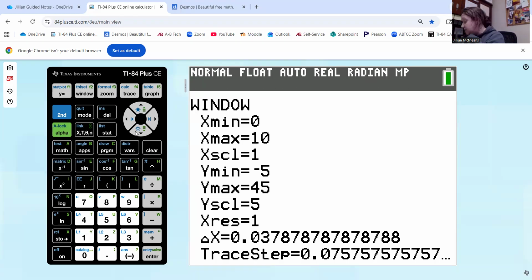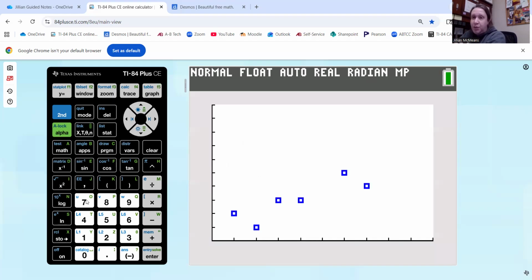Now, if we look at our list of Ys, our smallest Y is 1, our largest Y is 5, so we could go 0 to 10 again. So 0 for the Y min, 10 for the Y max, and again, let's just set the Y scale at 1. And then if we hit graph now, you can see the data points a little better, and this matches what we did by hand, okay? So that was the first graph, all right?